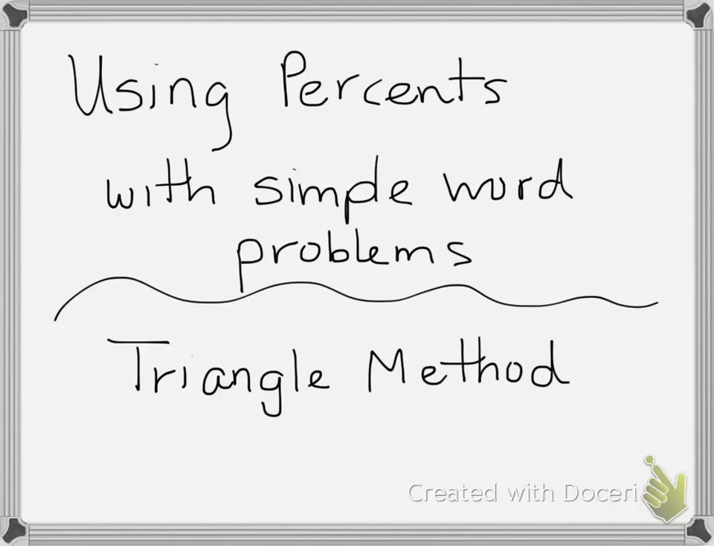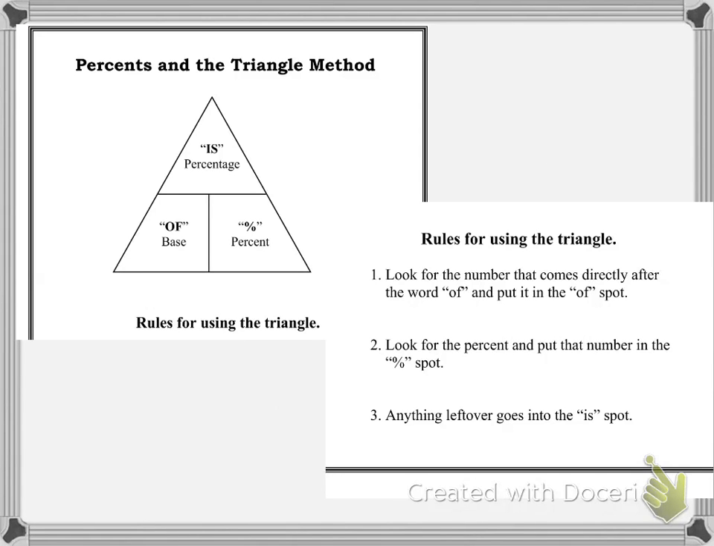First, let me give you an idea what the triangle method is. Here are the two tiles. I would like you to copy down this triangle right here, and inside the triangle, break it into three sections, and mark the top as "is," or the word percentage, the "of," or the word base, and percent is percent. The letters I have in bold and quotations are common words, and the words underneath are the more algebraic words: percentage, base, and percent.